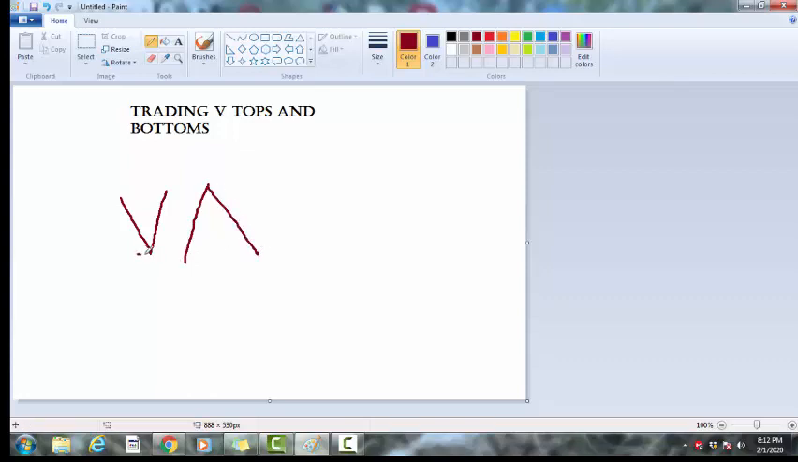So if it is a regular V formation, this is called a V bottom. And if it is the inverted V formation, this is called a V top. So how is this traded? First off, we're going to talk about trading the V bottom.